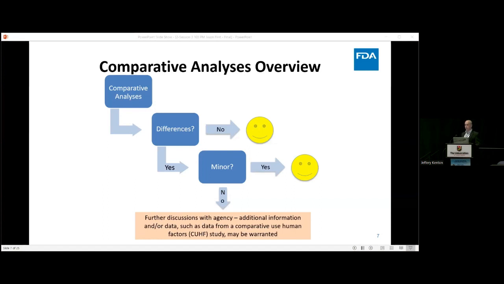Okay, so I just want to reiterate that. That's a sort of a key point. Just because there's another design difference does not mean that you necessarily have to proceed with a comparative use human factors study. Okay.